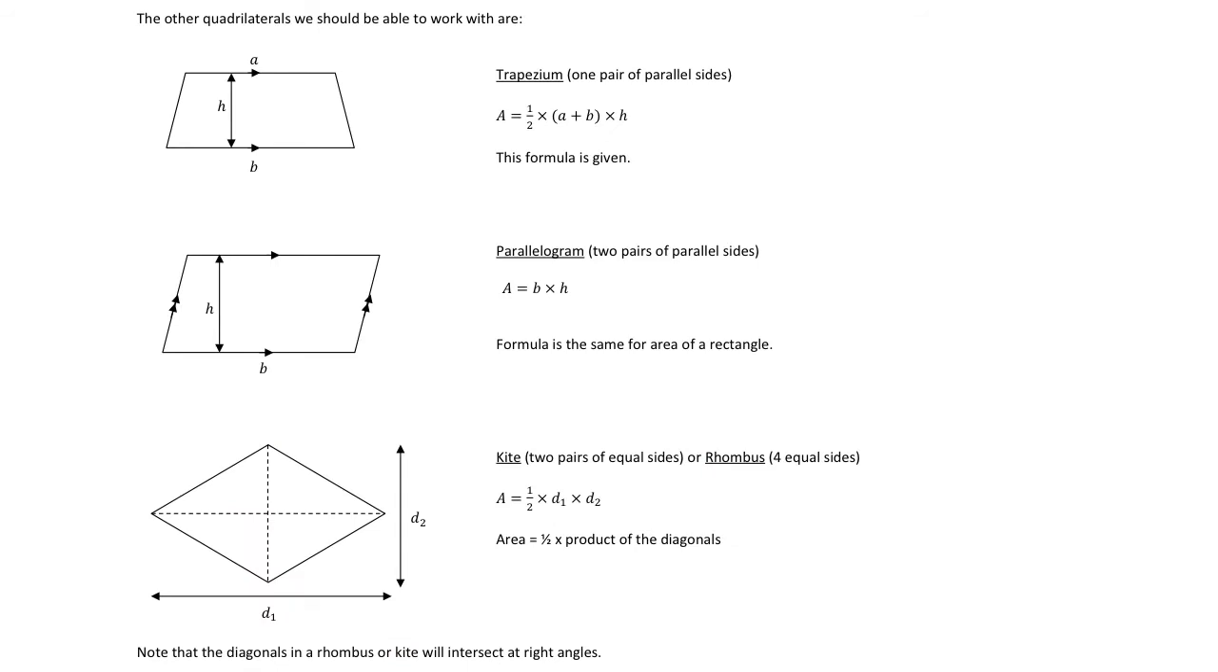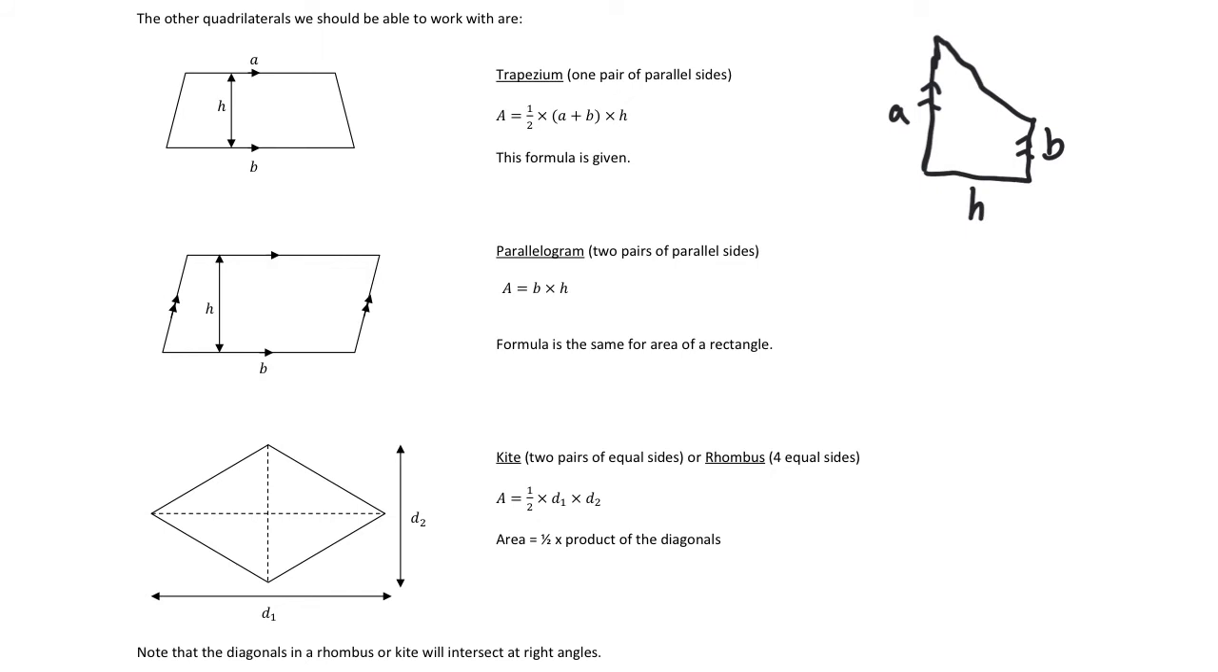Other quadrilaterals that we should be able to work with. So we've got a trapezium, and a trapezium is any quadrilateral with one pair of parallel sides. And the formula for that is a half of the sum of the parallel sides. So a and b are the parallel sides, and we multiply by the perpendicular distance between those. And this could be in any orientation. So if we had a trapezium shaped in this way, where the vertical lines are the parallel sides, this would be a and b, and the perpendicular distance would be between them.